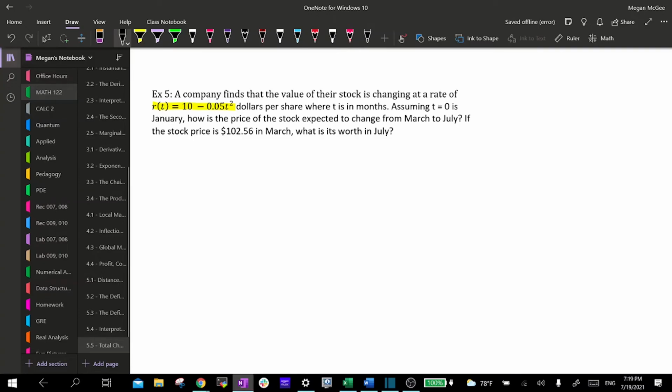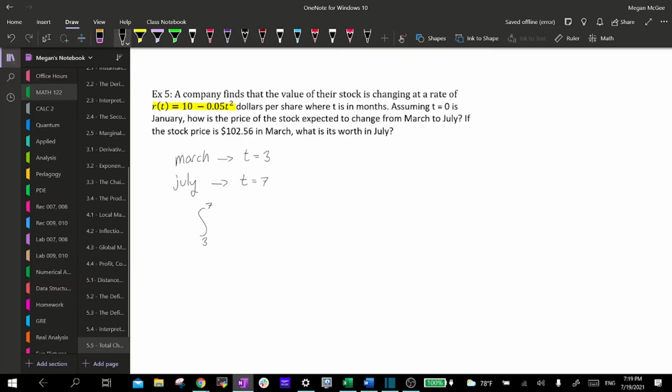So the total amount of change, again, is given by an integral. So we need to find the bounds of our integral. So we are looking for the time period from March to July. So first, let's say that March is the third month. So that means t should be equal to 3, if t equals 0 is January, and t is in months. Okay, and then we have July, so t is 7. So those are our bounds for our integral. We're going to start at 3, go up to 7.